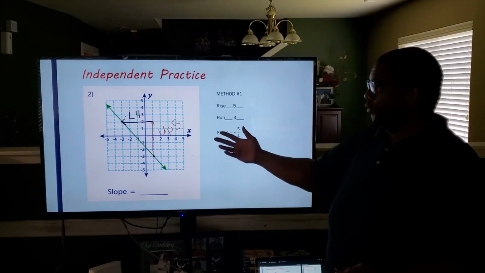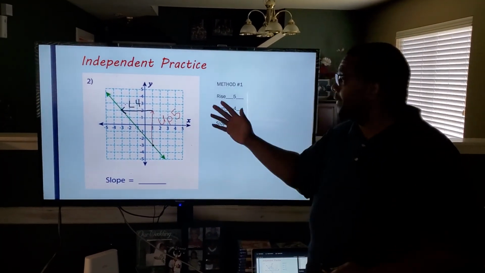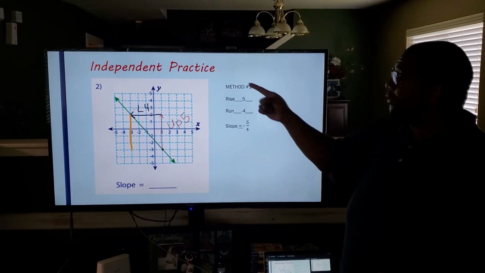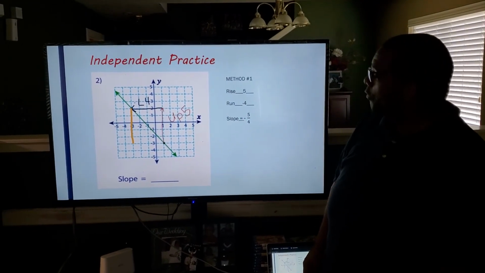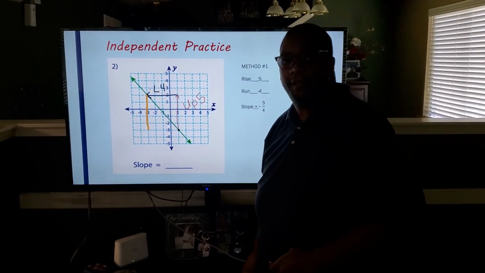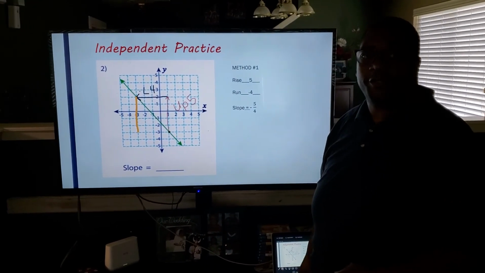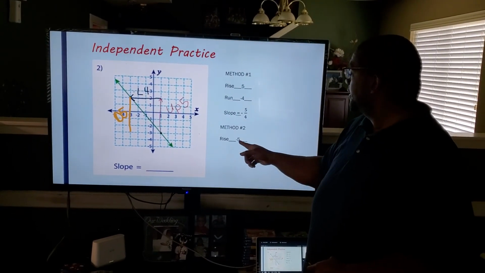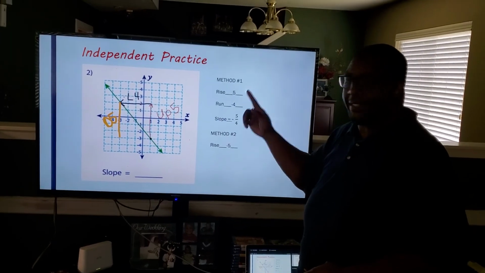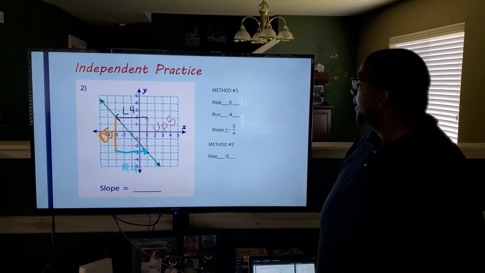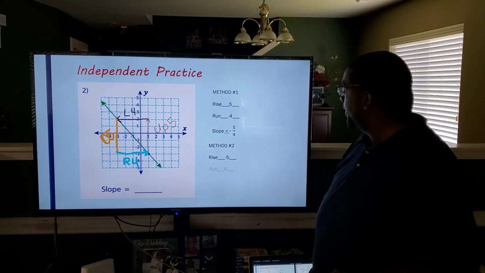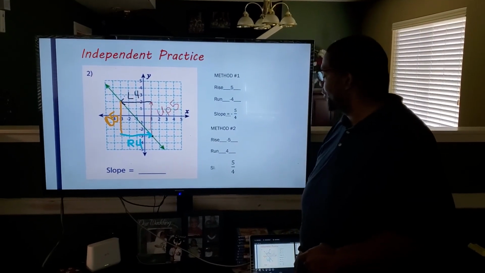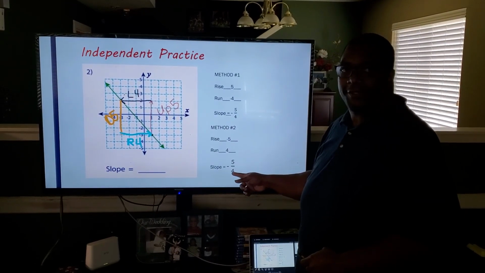And guess what? If you don't want to do it that way, there's another way you could do it on the same graph. So what integer is that representing if you started at that point? Well, here I went down 5. If you go down 5, what integer does that represent? Down 5 represents a negative 5 in your rise. And then you went right 4, so your run is a positive 4. But you still end up with -5/4 as your slope.